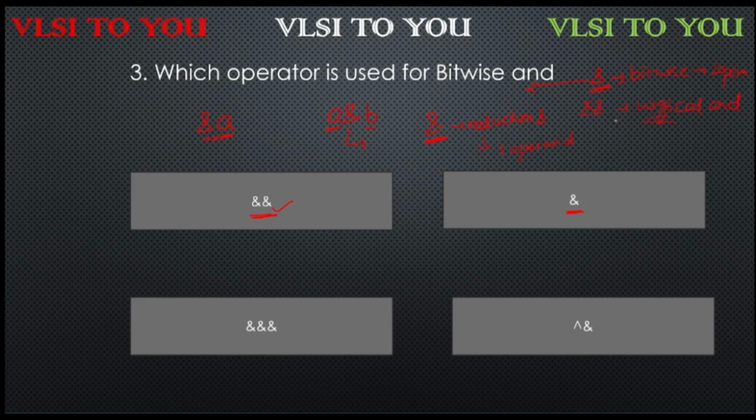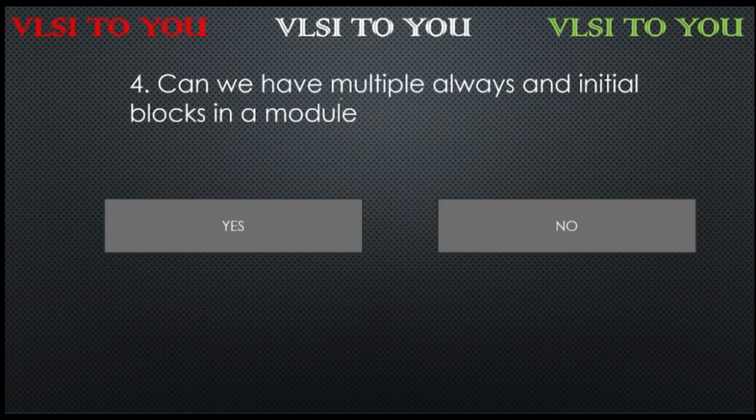Clear, right? Next, can we have multiple always and initial blocks in a module? Yes. If you haven't listened to the class on what is initial and what is always block, I'll link that in the description box, so you can go check it out there. But we can use multiple always and initial blocks in a module. That means when you are writing module and endmodule, in this particular code, you can use the initial or always block any number of times.